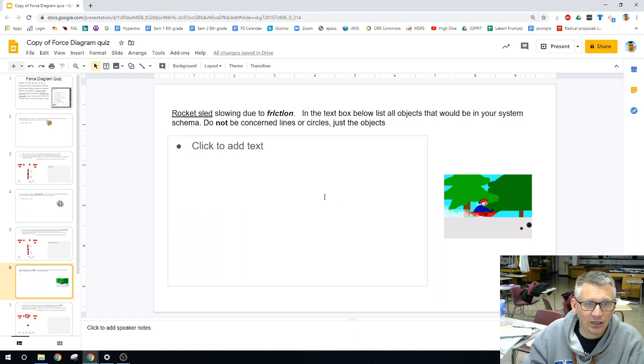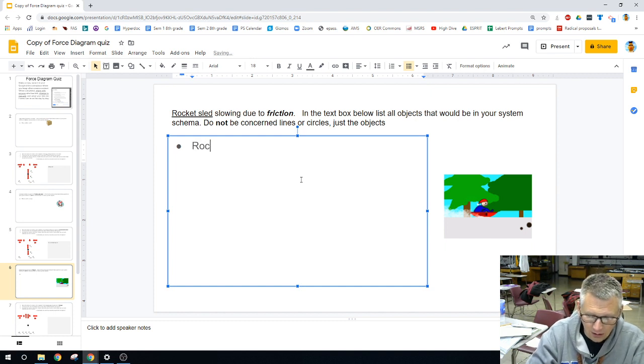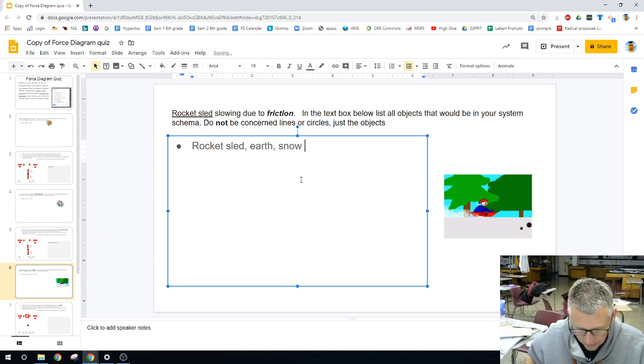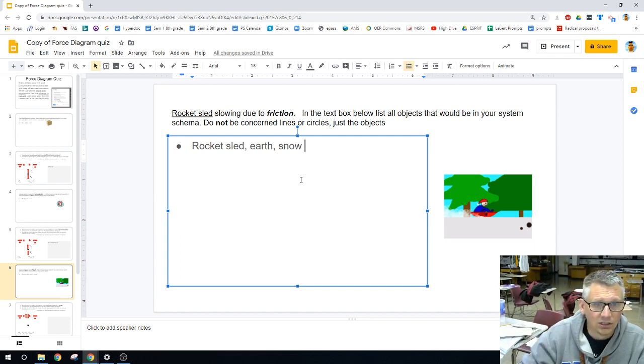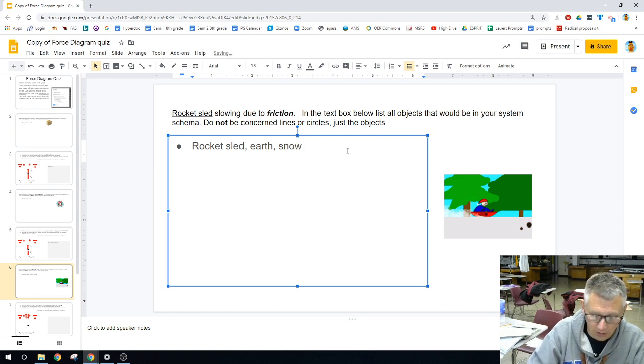Okay, now we get a little bit trickier. Now we have the rocket sled slowing down due to friction. So we are going to have the rocket sled, we are going to have the earth, we are going to have snow, and we are going to have sled, earth, snow. I feel like I'm missing one. Sorry. Ground. And we're going to call it the ground.